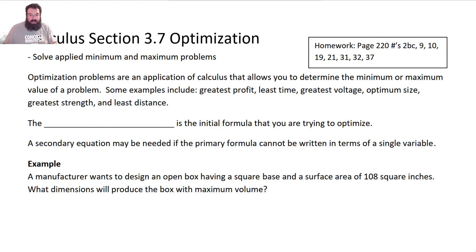Alright, ladies and gents, Calc BC. Let's go. 3.7. Optimization is the last section, Unit 3.